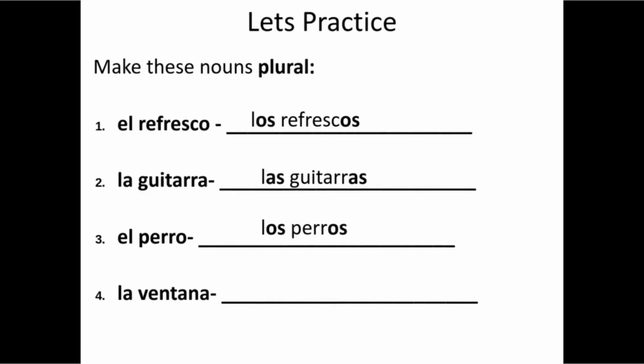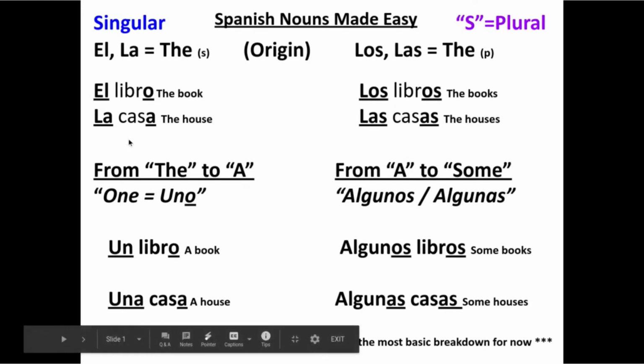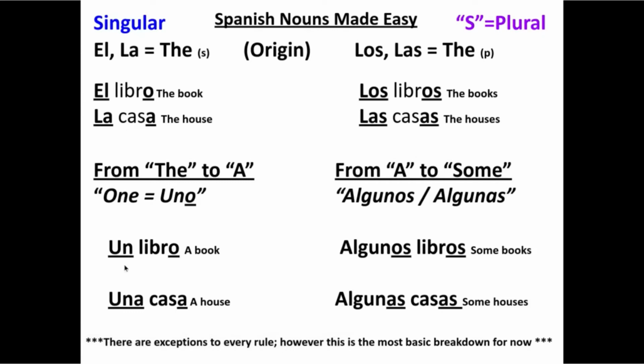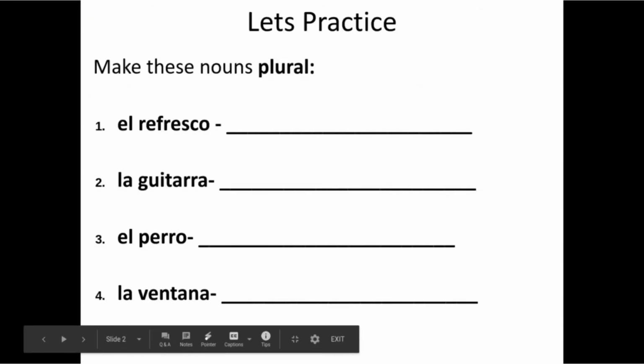Let's go back. Un refresco came from el refresco. Una guitarra came from la guitarra. Un perro came from el perro. Una ventana came from la ventana.